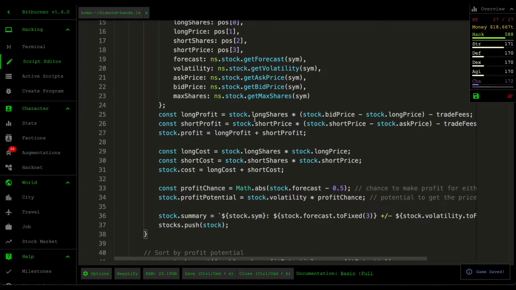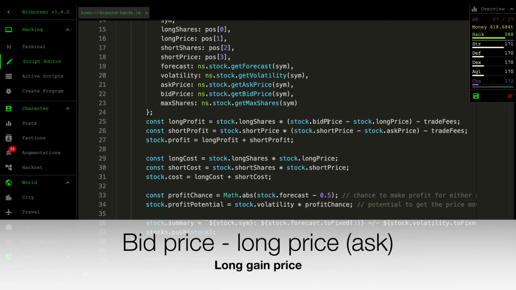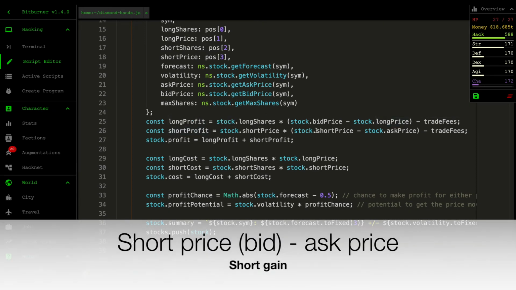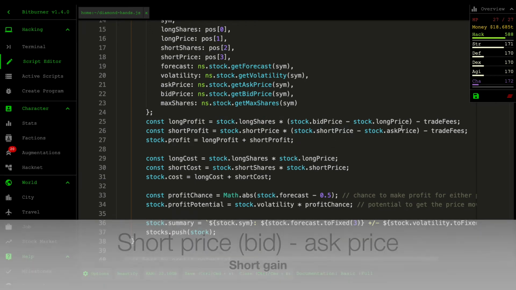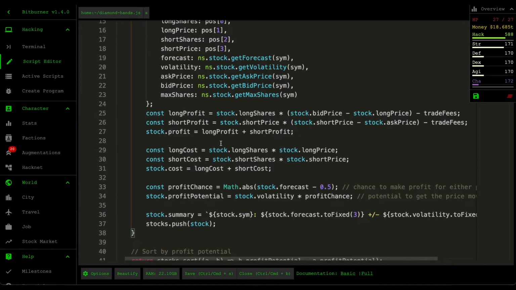Down here we do a whole bunch of calculations. For long profits, it's always bid price minus the long price. And then for the short profit, it's short price minus the ask price. So you just have to remember that. And then we calculate the profit by adding all the long profit and then short profit here, and then assign it to the stock object.